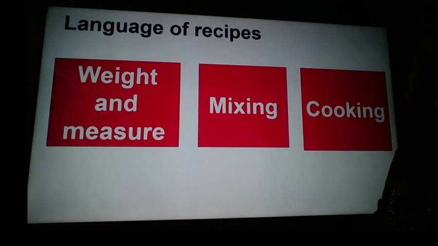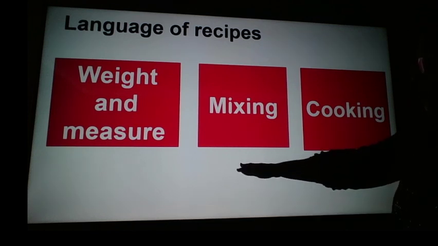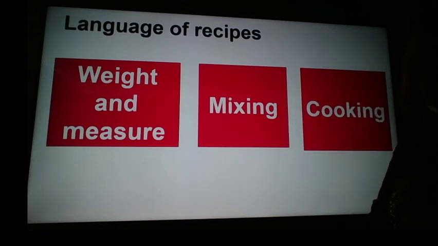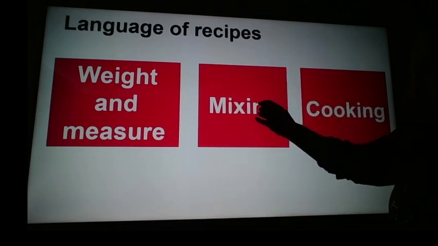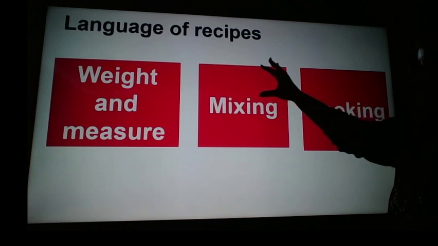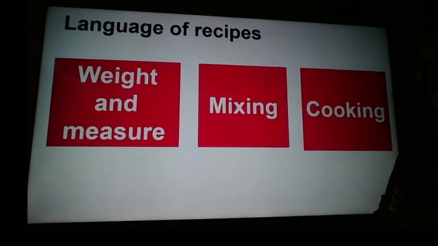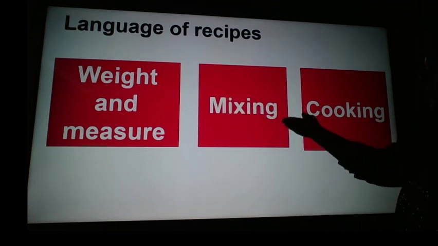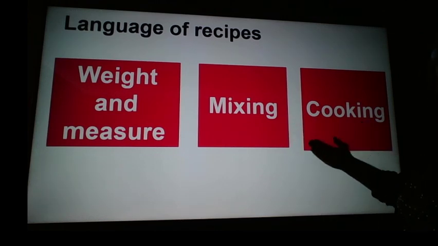So what we're going to do next, I'm going to put a word on the screen, and I want you to decide in your head which category, by category we mean which type, which category does this word belong in? Is it a weight and measure? Is it something to do with mixing? Or is it something to do with cooking?